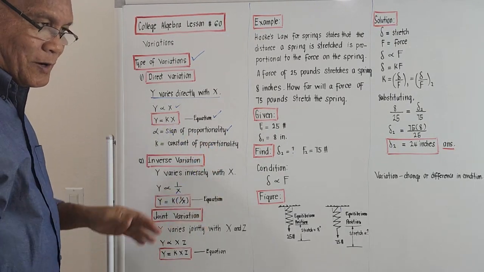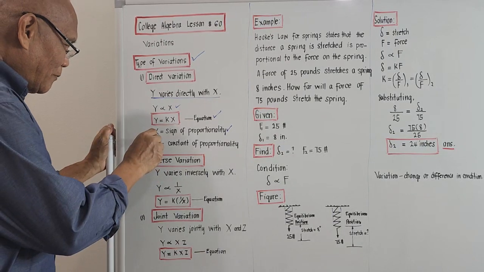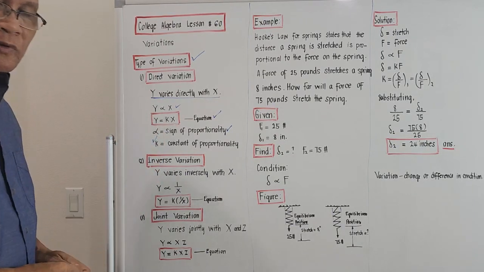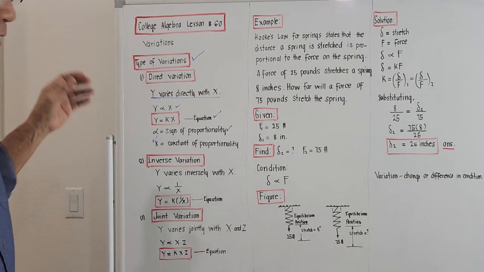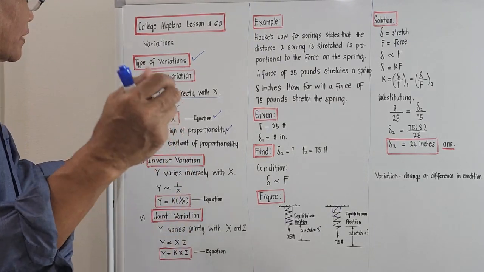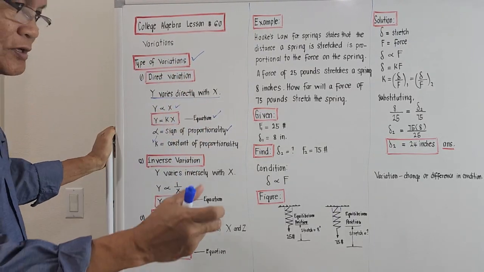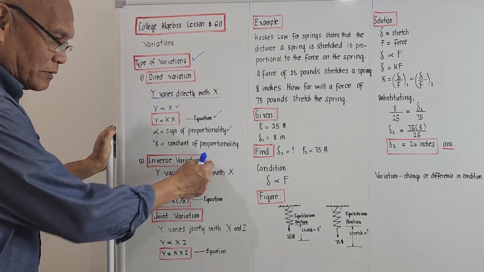So for any given problem, there will be a value k. It depends on what type of problem, right? Okay, variation number 2. This is the so-called inverse variation.